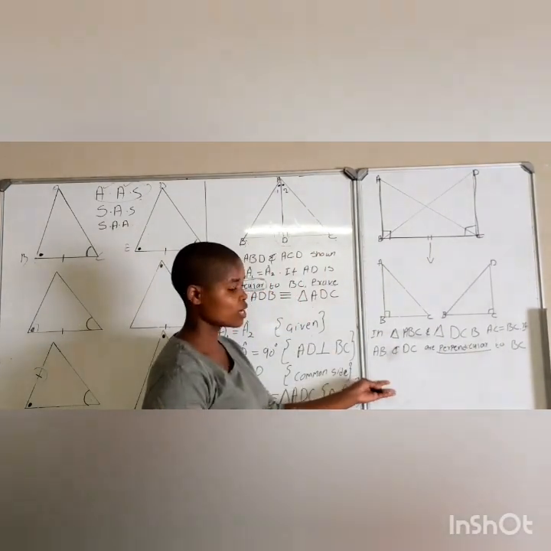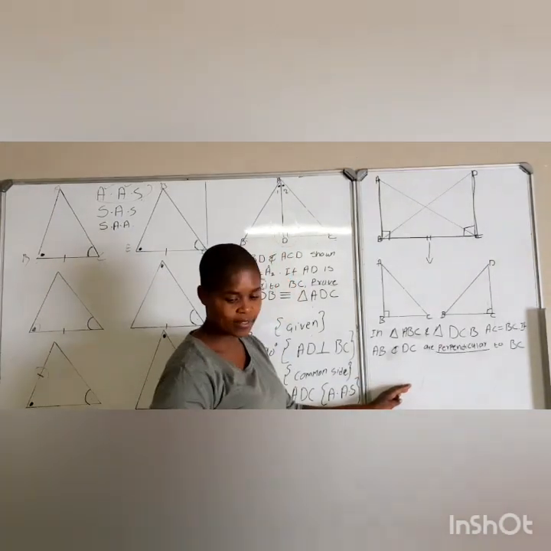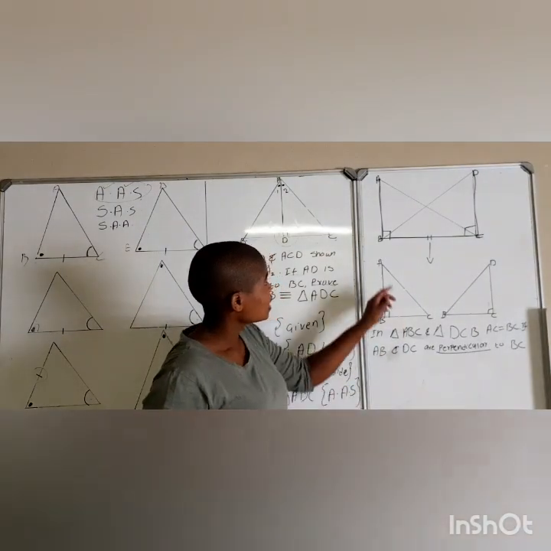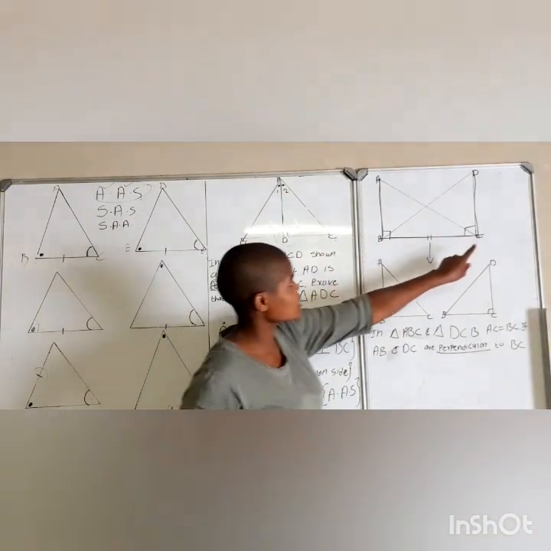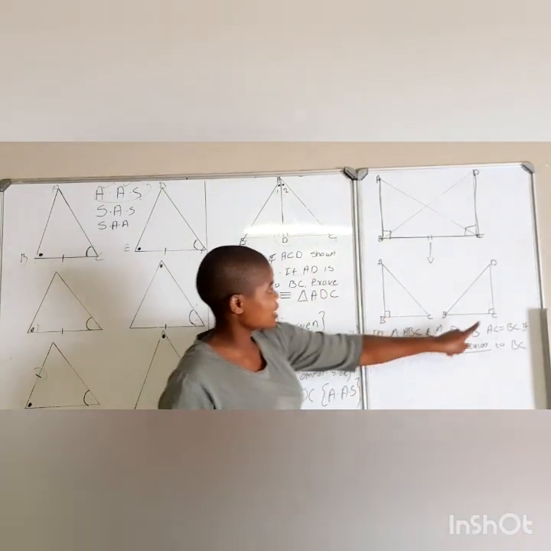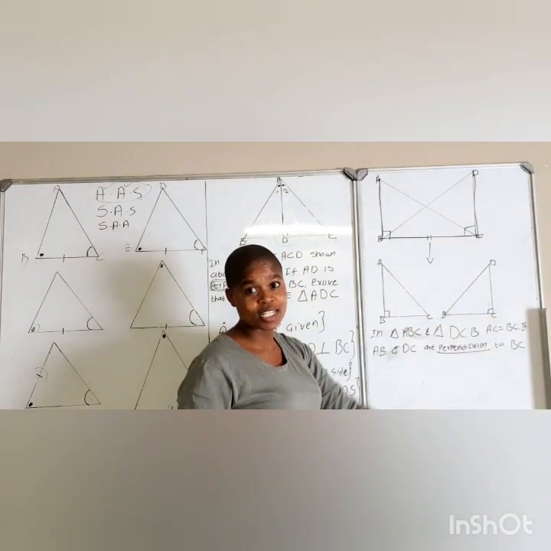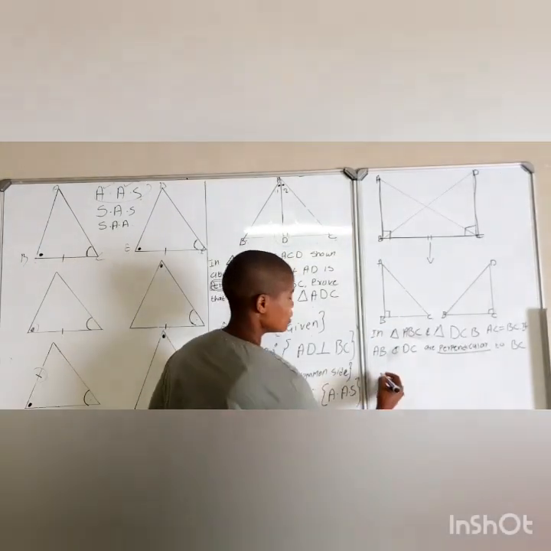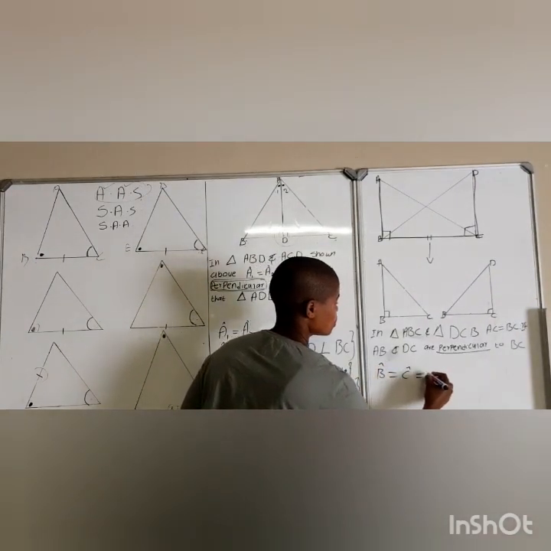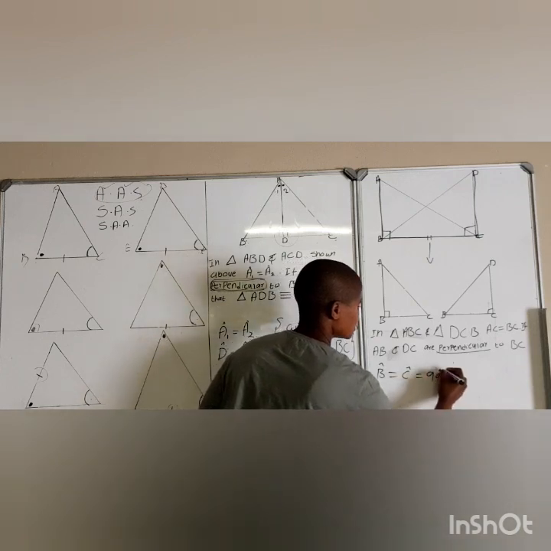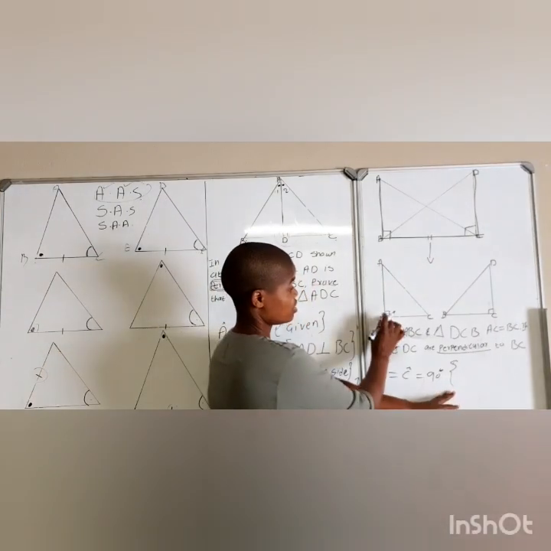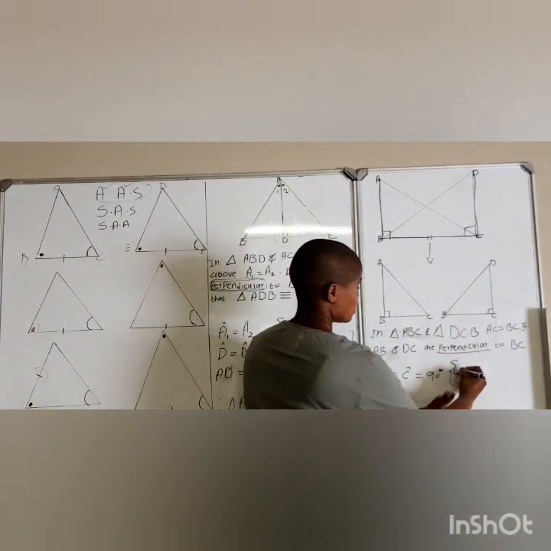So now let us prove. I must always work with the information that I am given. Okay? This is what I'm going to do. First of all, angle B and angle C. Here, I redrew it, angle B and angle C. Both of them are equal to 90 degrees. So therefore, they are equal. So I'm saying angle B is equal to angle C is equal to 90 degrees. Why am I saying that? It is given.